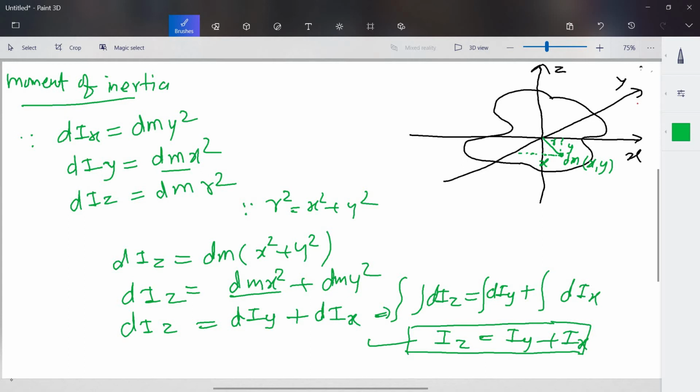So this is a very important question for the purpose of JEE Main and Advanced also. So you should know about this perpendicular axis theorem. This was a very easy derivation. Let's move on to another question. Let me take an eraser and erase it.